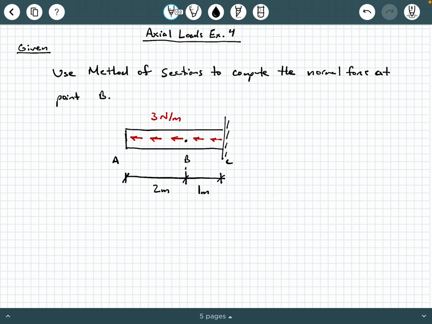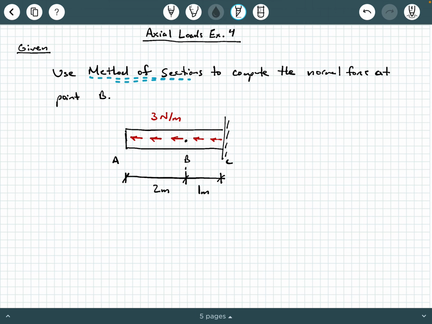Hey everybody, Dr. A here, and in this video we're going to be exploring another example dealing with axial loads. So let's take a look at what we're given here. Here we're being told to use the method of sections to compute the normal force at point B.